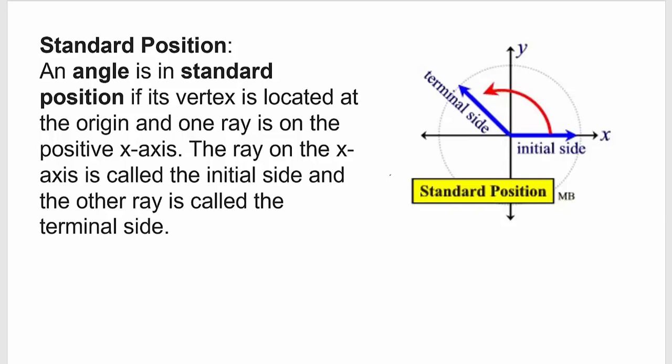An angle in standard position means that we take an angle and we place it on our XY plane. The beginning of the angle starts on the positive x-axis, and it's called our initial side. Where the angle ends, we name that ray the terminal side.